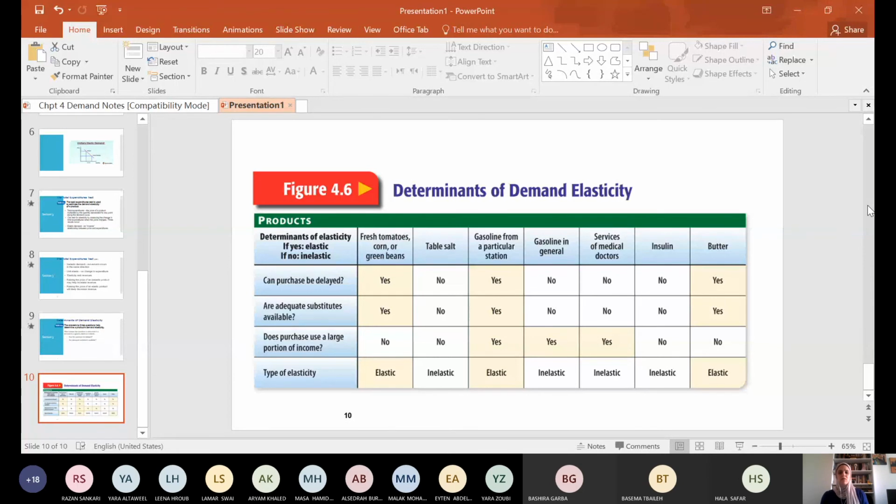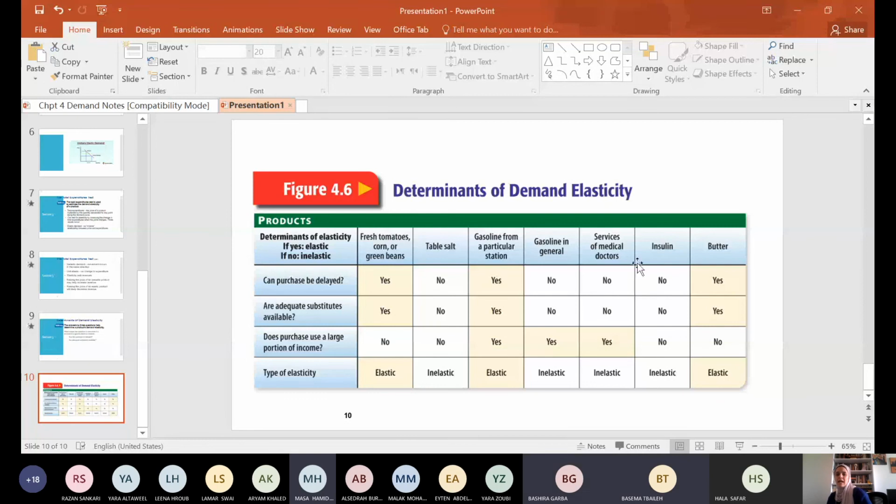Can I delay it? Fresh tomato or corn or green beans. Can I delay it? Girls, in the PowerPoint. Yes, I can delay buying corn. Elastic. Salt. Can you stop buying salt? No. Inelastic. Gasoline from a particular station? If a particular station increased its price, I can go to another station, so it's elastic. But gasoline in general? Inelastic.